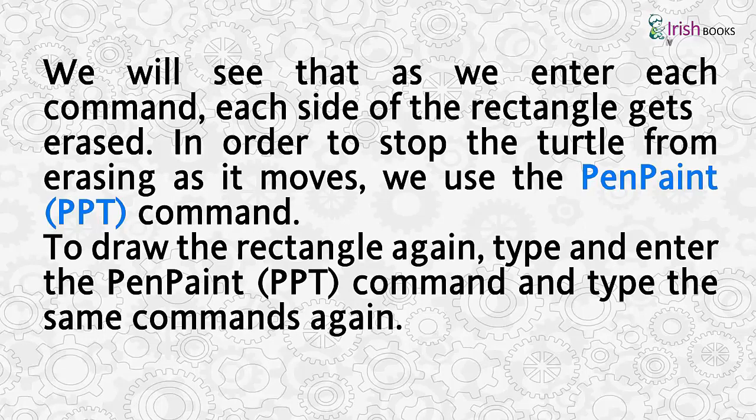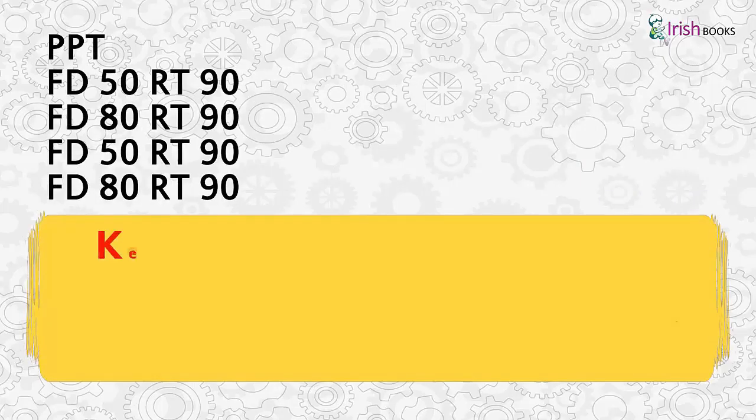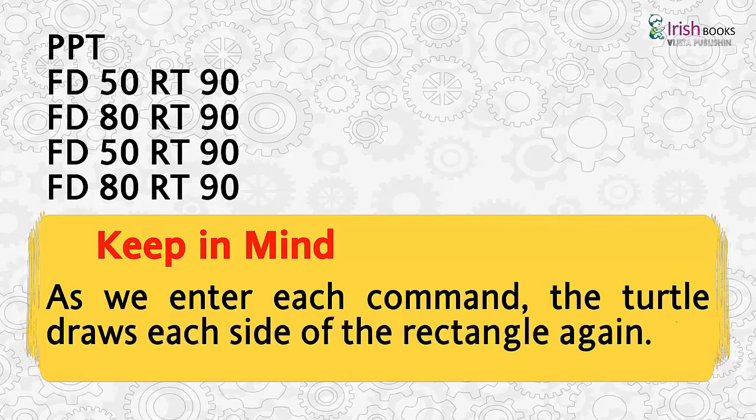In order to stop the turtle from erasing as it moves, we use the pen paint PPT command. To draw the rectangle again, type and enter the pen paint PPT command and type the same commands again. PPT, FD 50, RT 90, FD 80, RT 90, FD 50, RT 90, FD 80, RT 90. Keep in mind, as we enter each command, the turtle draws each side of the rectangle again.